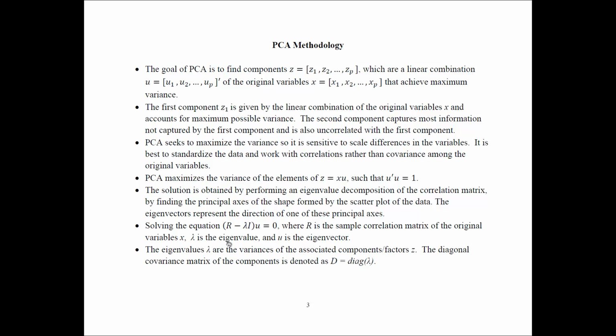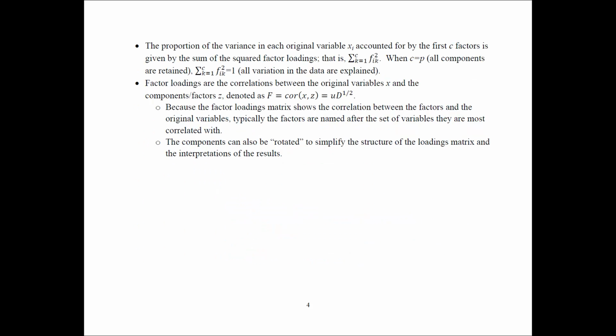So we would be solving the equation (R minus lambda I, for the identity matrix) times U equals 0. And this R would be the sample correlation matrix of the original variables x. This lambda right here is called the eigenvalue, and U would be the eigenvector. And so these lambdas are the variances associated with the components or the factors. And the diagonal covariance matrix of the components, we would denote that with a D, a diagonal of lambda, and these would be reported in the results as the eigenvalues.